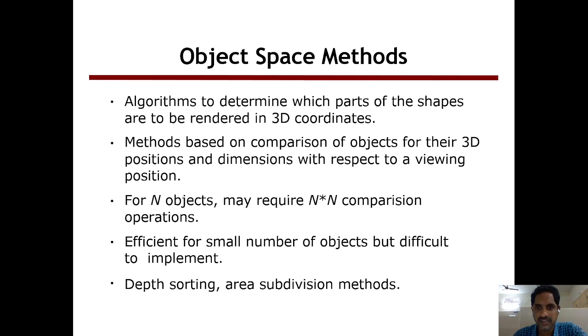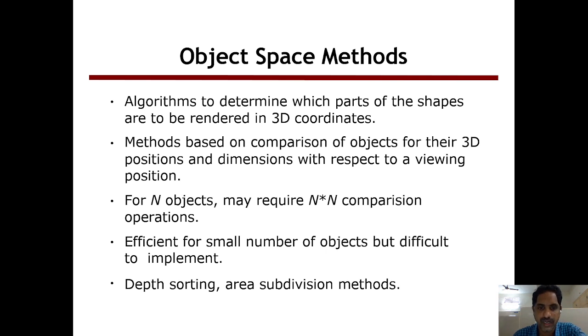Algorithms to determine which parts of the shapes are to be rendered in 3D coordinates. So, whatever shapes are available, the shapes are to be rendered in the 3D coordinates. These are methods based on comparison of objects for their 3D positions and dimensions with respect to the viewing position.